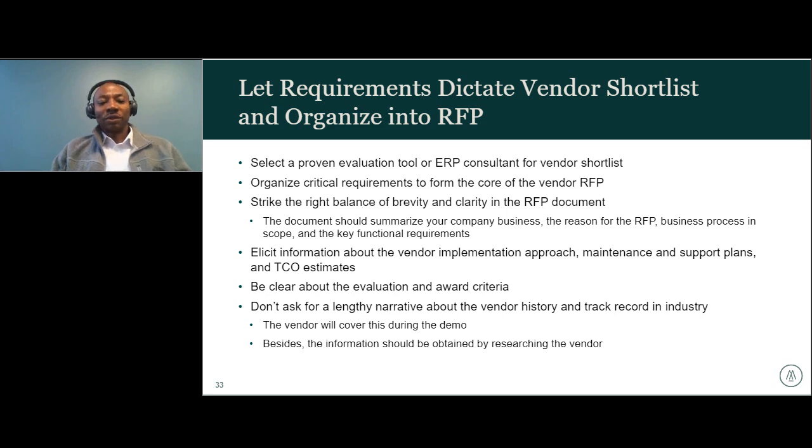You want to organize your requirements to form the core of the RFP that's going to the vendors. And in the RFP package, make sure you strike the right balance of brevity and clarity. The document should summarize your business, the reason for the RFP, the business processes in scope, and the key functional requirements. And you should elicit information about the vendor's implementation approach, their maintenance and support plans, and total cost of ownership estimate. And in the RFP package, you want to be clear about your evaluation and award criteria.